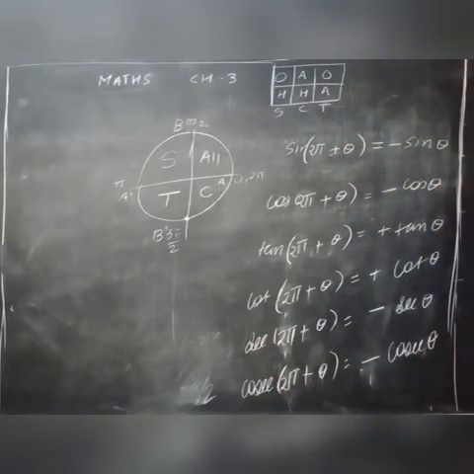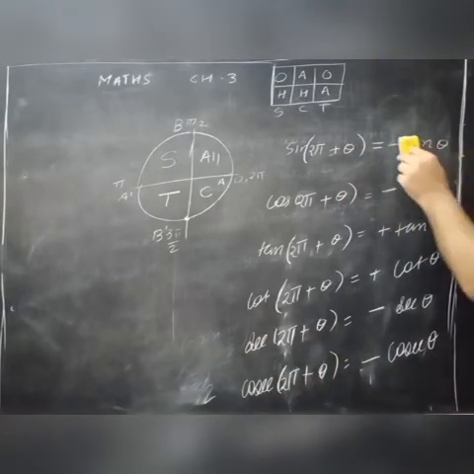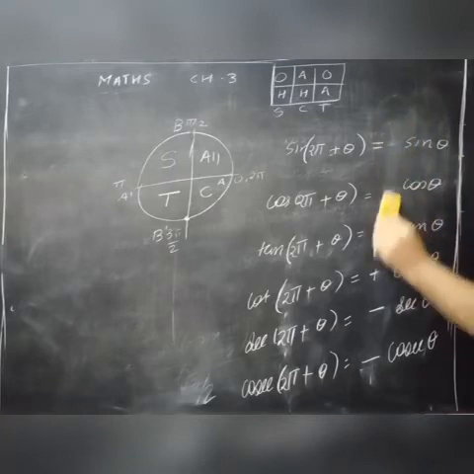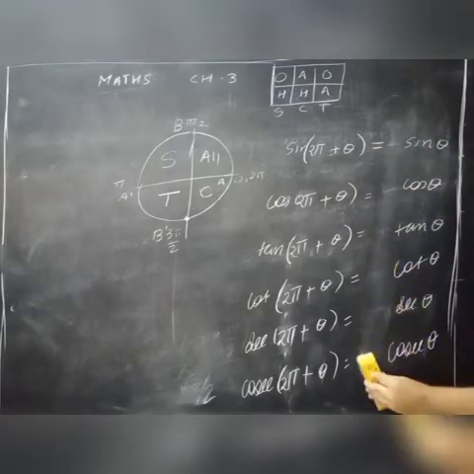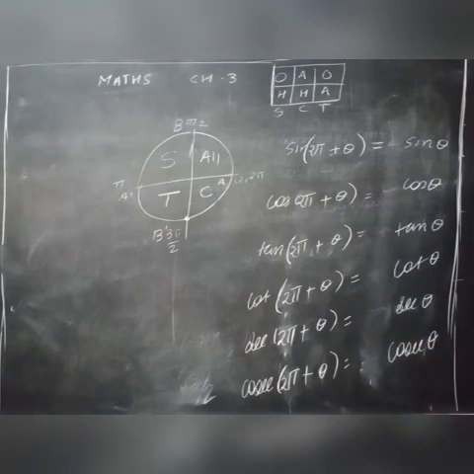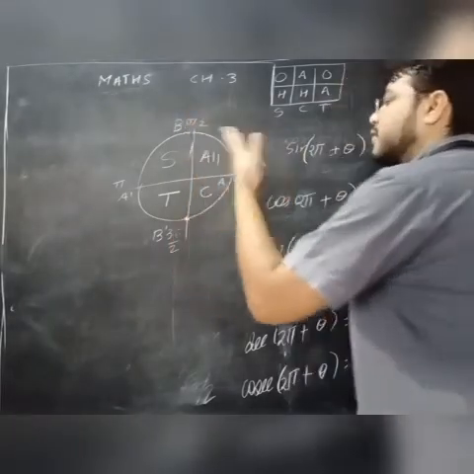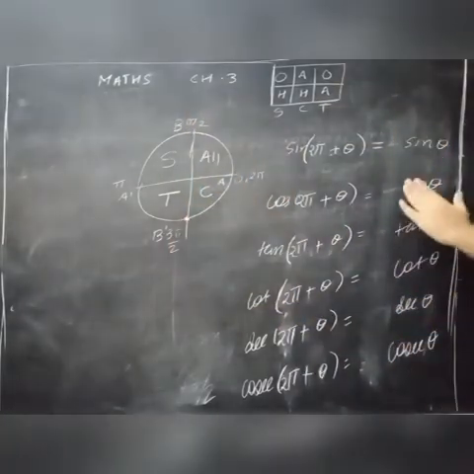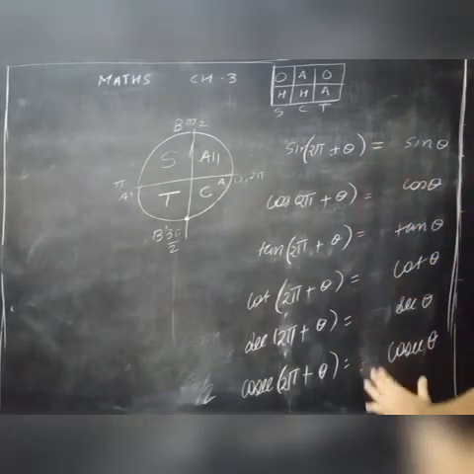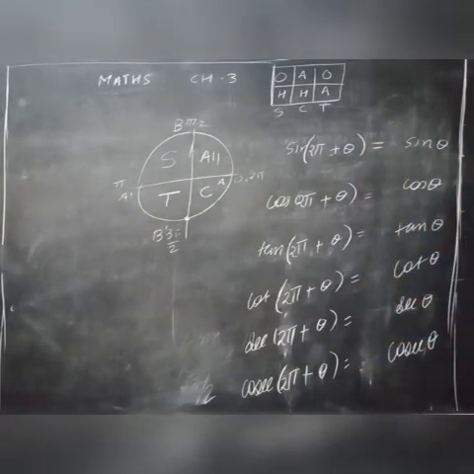As you can see, the reference point to use over here is A. This will not change my function, so sin will stay sin only, cos will remain cos, tan will remain tan. And if I consider the quadrant, then 2 pi plus theta is going in the first quadrant, so all positive. So sin will be positive. All positive, right?